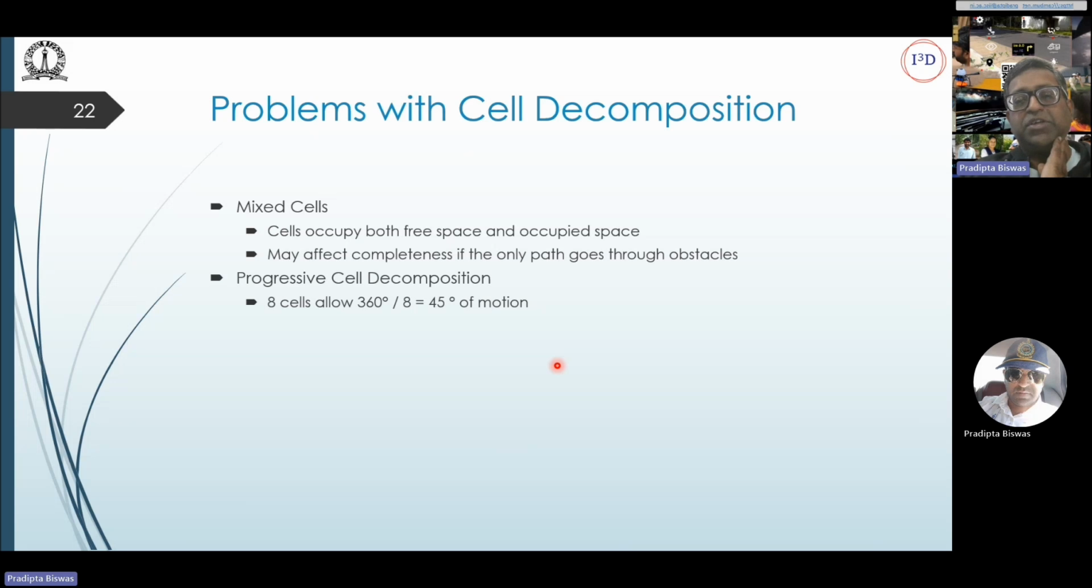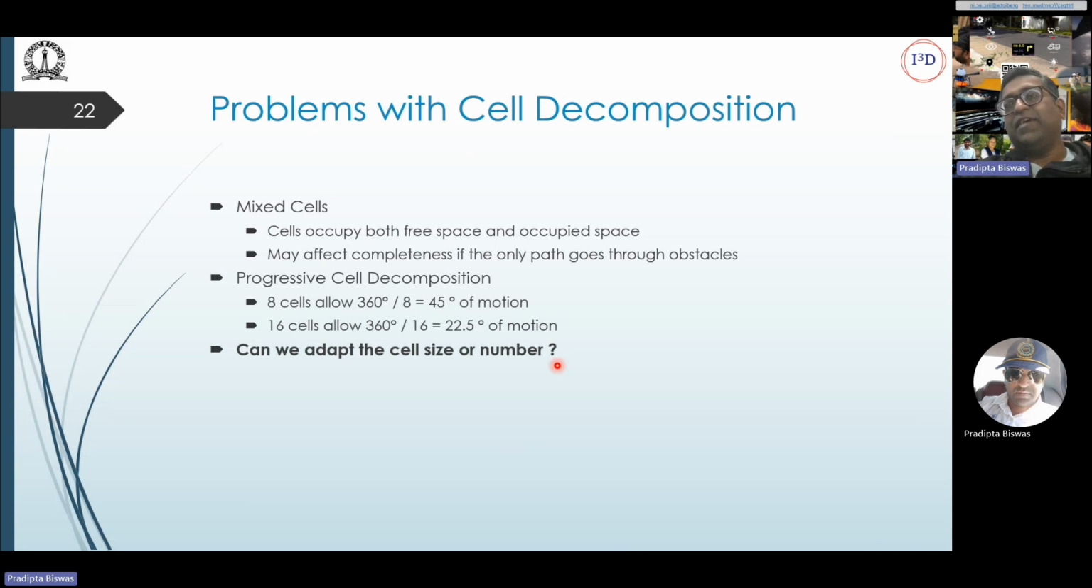One is progressive cell decomposition, where if a cell is a mixed cell, only the mixed cell I will further divide into even smaller cells. The 8 cells allow us to discretize robot movement at 45 degrees, 360 degrees by 8. If we now make a 16 cell decomposition, we have to make 22.5 degrees of motion. That means we will be able to instruct the robot to orient itself at this much of angle, if we just imagine in terms of the workspace.